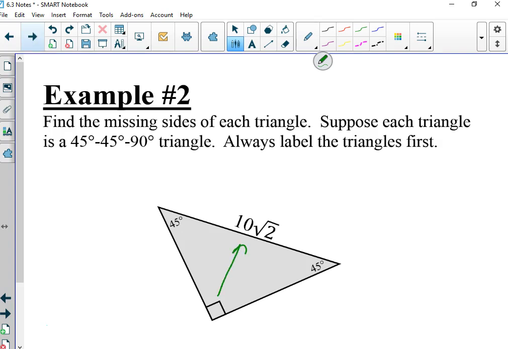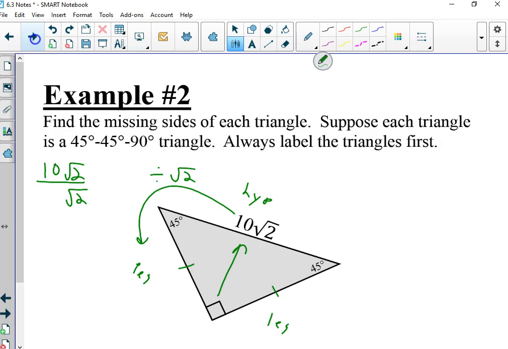Here we go. There's my hypotenuse. Leg, leg. These two are the same. But remember, now I'm going back to the small side from the biggest side. So if I'm going this direction from the largest side to a smaller side, I'm not going to multiply, I'm going to divide by radical 2. So if you think about it, 10 radical 2 divided by radical 2, they cancel and you're left with 10 for each leg.